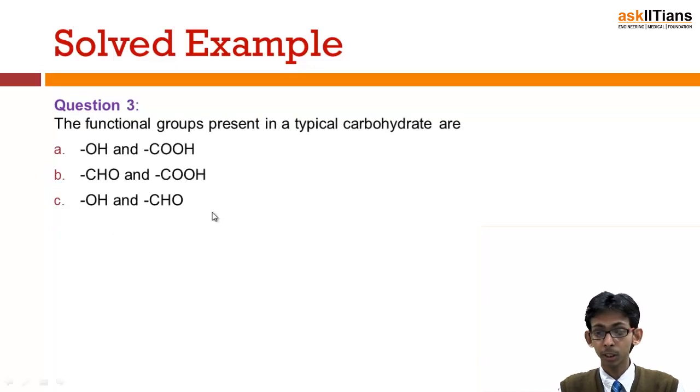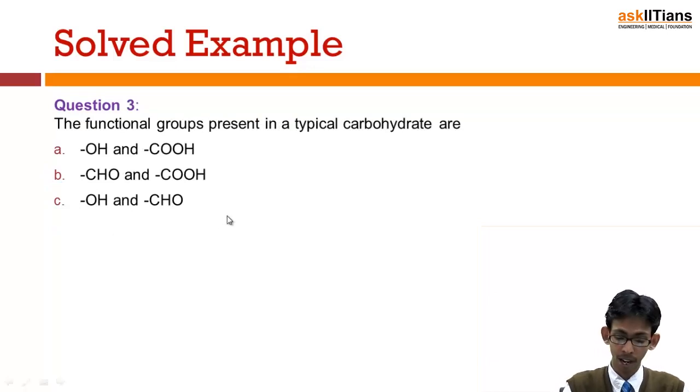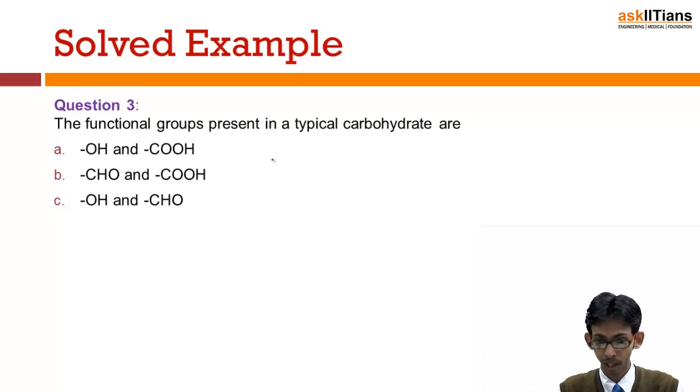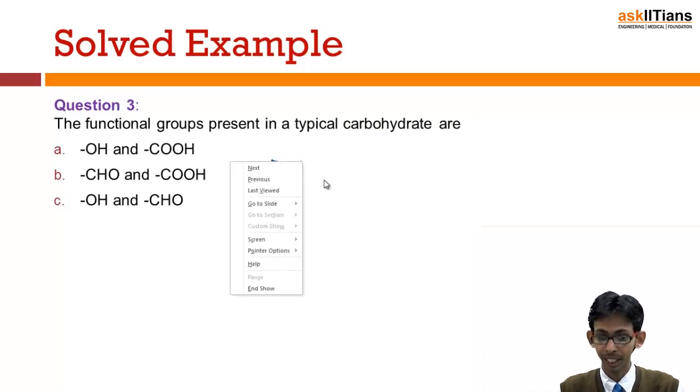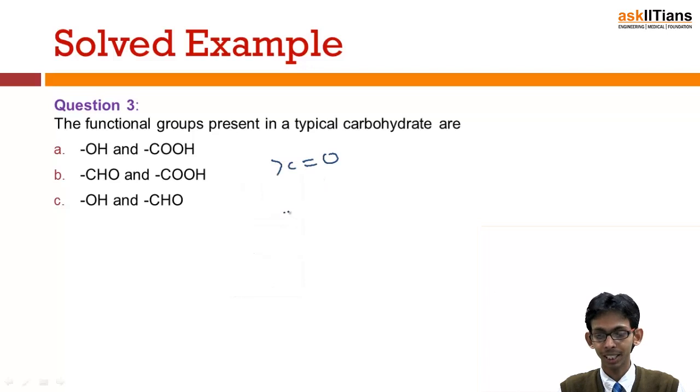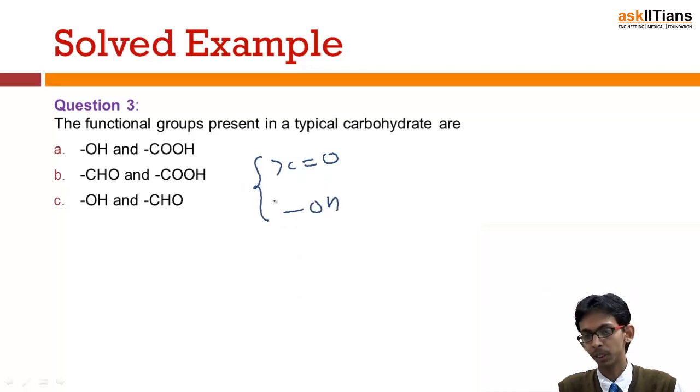Next is the functional group present in a typical carbohydrate. We know that carbohydrates have a carbonyl carbon. It has a carbonyl functional group as well as an alcoholic functional group. So these two are the essential functional groups required for a compound to be a carbohydrate. So the correct option here is C.